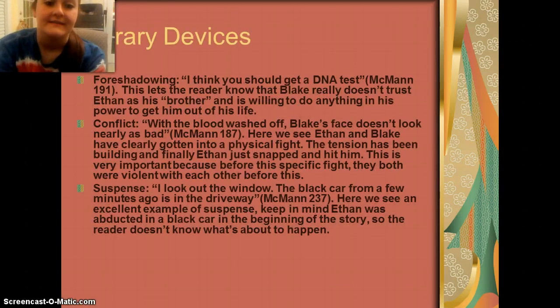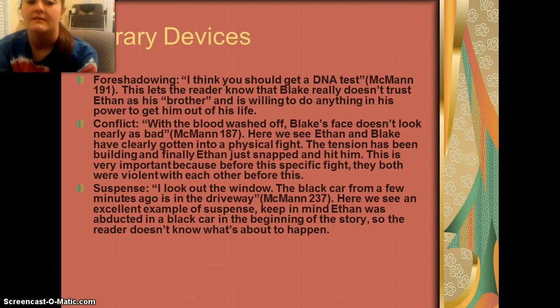Some literary devices are foreshadowing. This was from Blake. He says, I think you should get a DNA test. It lets the reader know that Blake really doesn't trust Ethan as his brother, and that Blake's going to do everything in his power to prove that Ethan is not his brother. So it lets you know that there's going to be a lot of conflict between them moving on in the story.